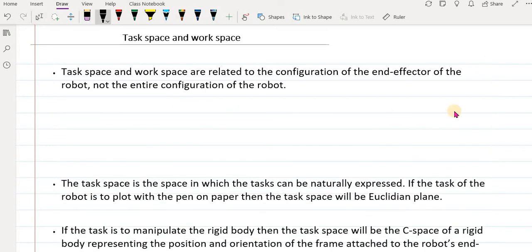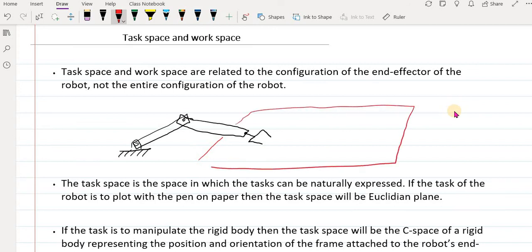So here we have, let's say, a 2-link robot, and this is the first link, and then we have a second link here. Let's say we have an end effector. And this is our task space, or you can say workspace, we have here. So this task space or workspace is about this end effector.